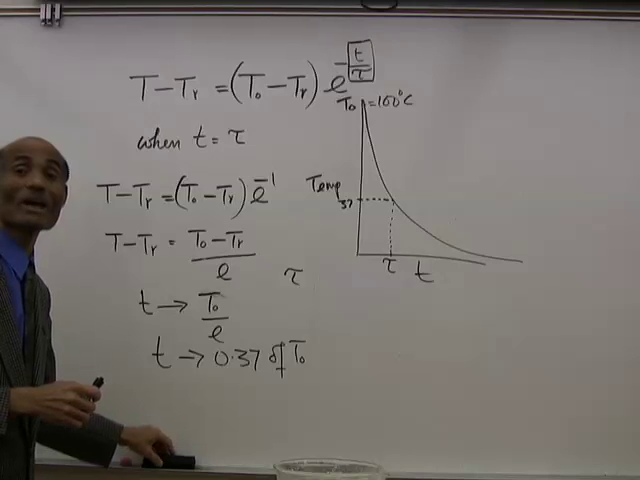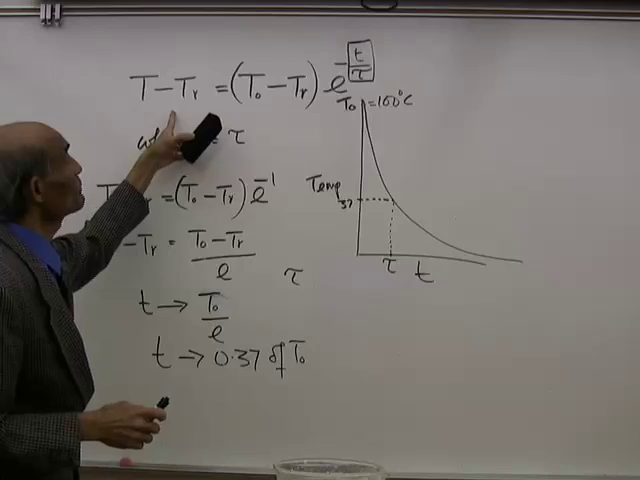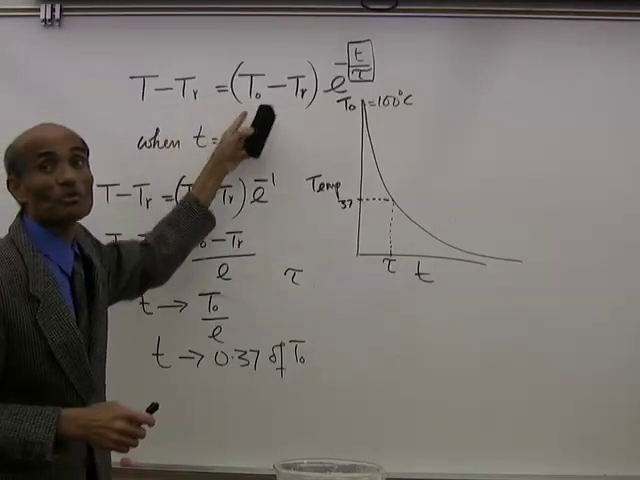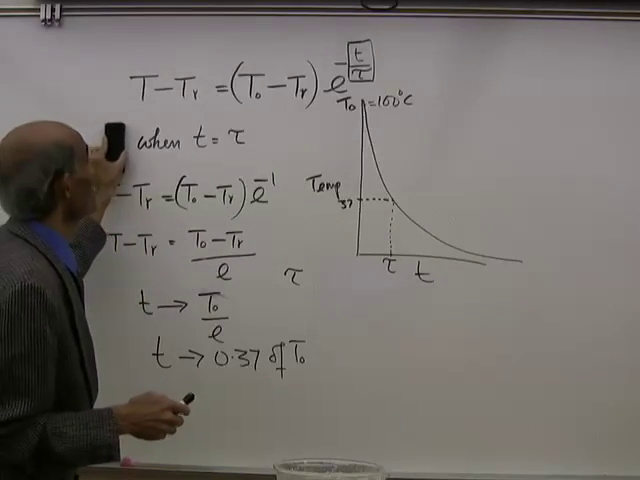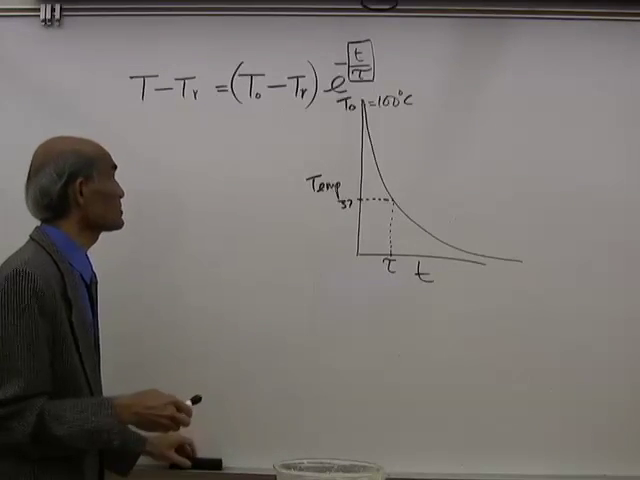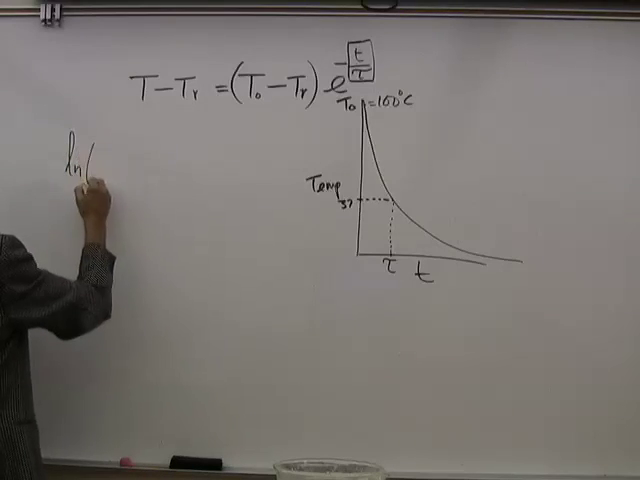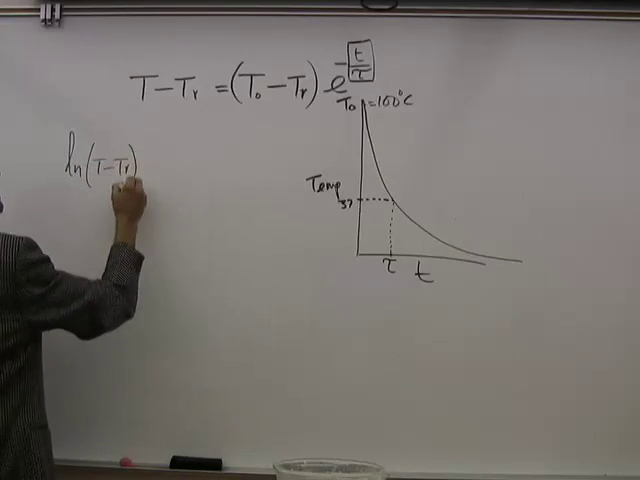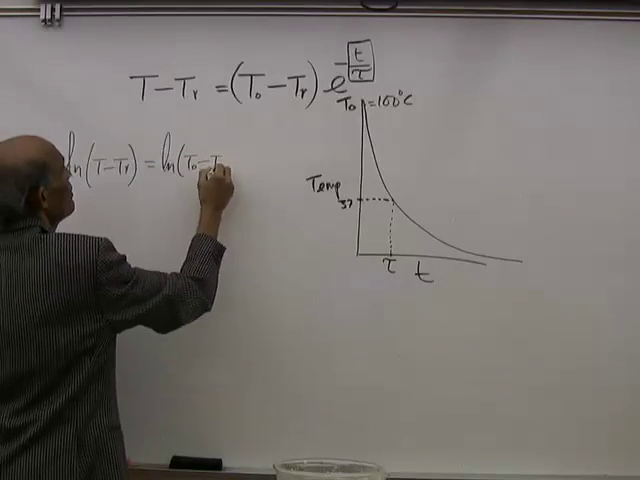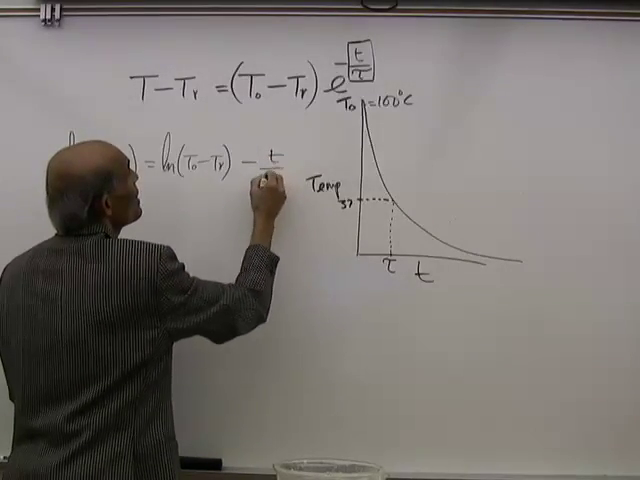There is, however, another way to measure the time constant, and that is, I can write this equation. If you take the natural logarithm of both sides of that equation, let me do that. If you take the natural logarithm of the two sides, the equation can be written as ln of (T minus TR) equals ln of (T0 minus TR) minus t over tau.